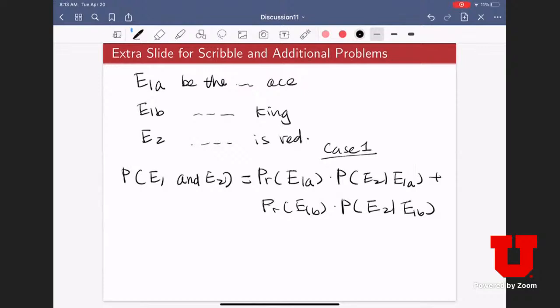Any questions so far? Can we do 5 part C from the homework? Sure. Question 5, part C.